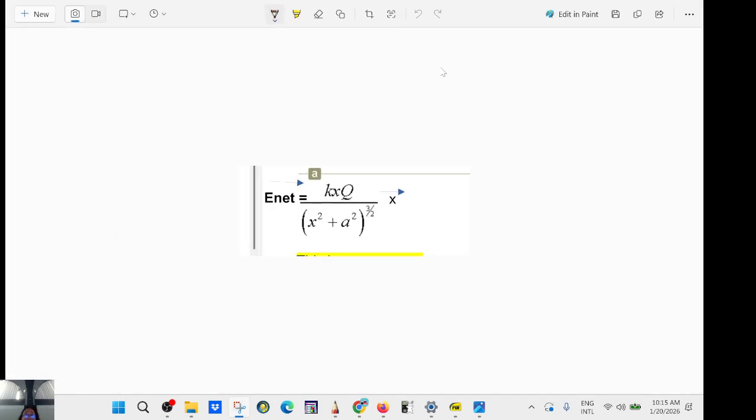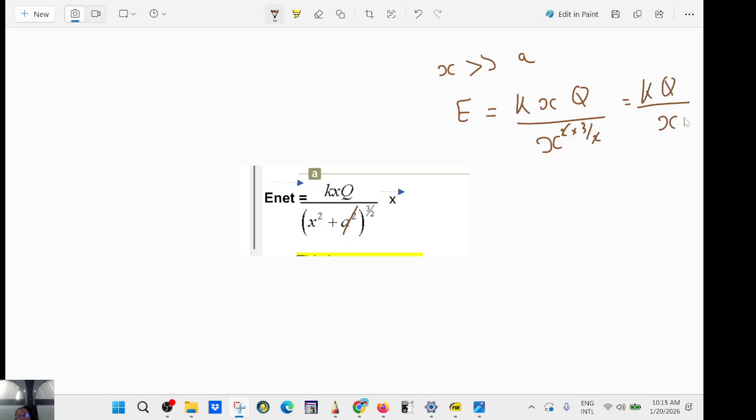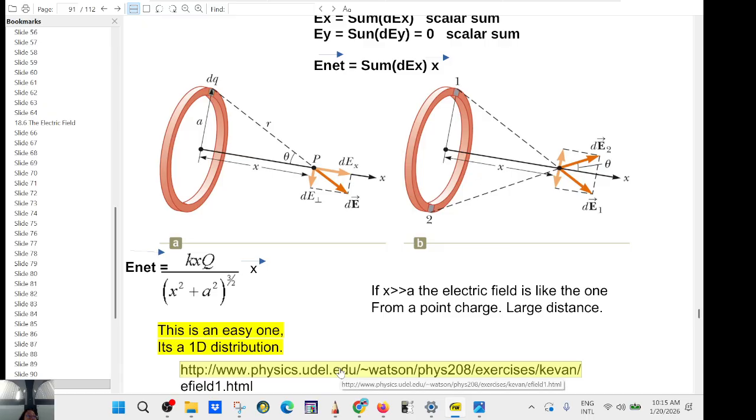So this is the radius. If x is very, very big relative to a, the electric field will be kxq, and then this one goes away, so x, and then the 3 over 2 goes away, so that will be kq over x squared. Agree?